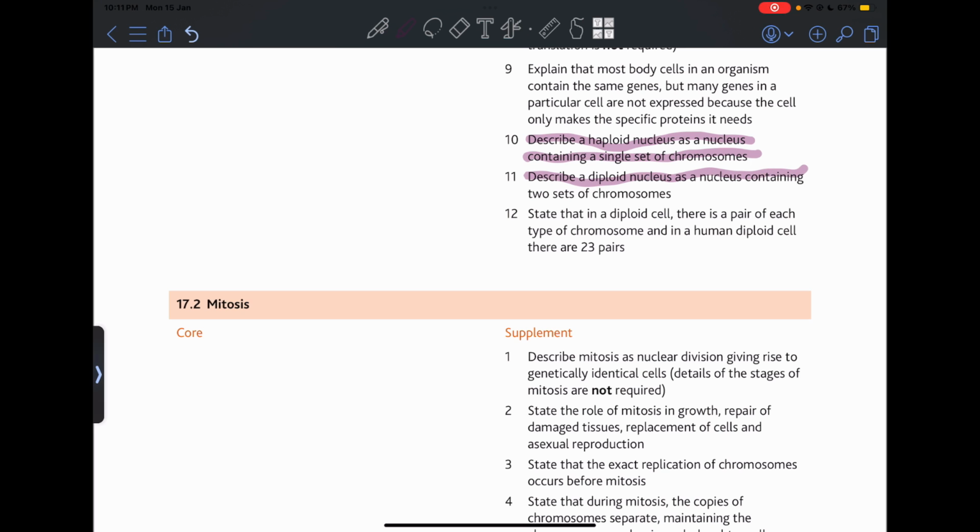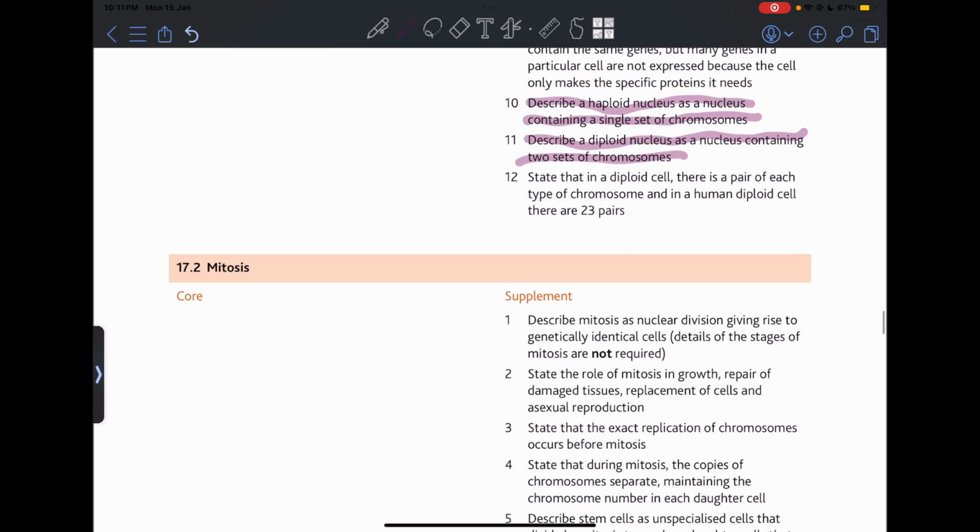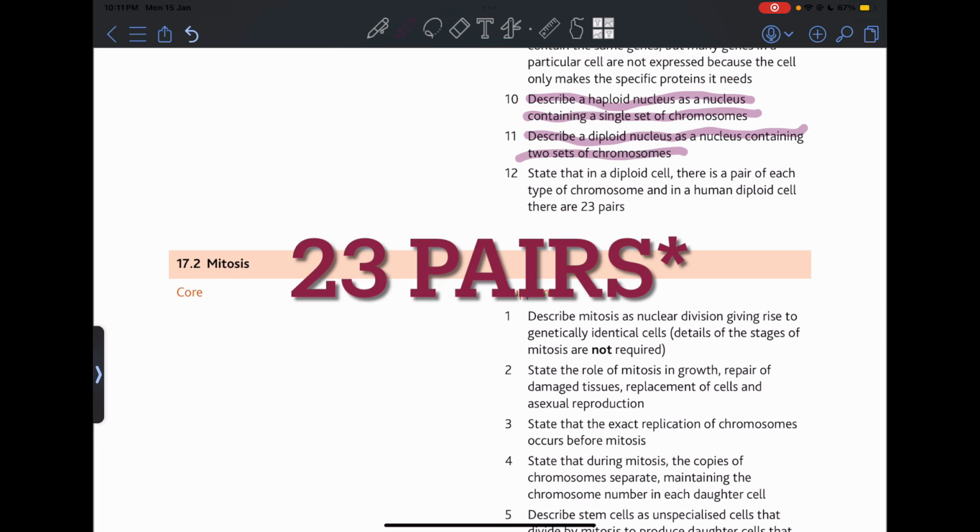Describe a diploid nucleus as a nucleus containing 2 sets of chromosomes. 12 says, state that in a diploid cell there is a pair of each type of chromosome, and in a human diploid cell there are 24 pairs.